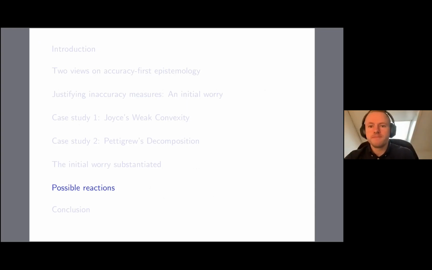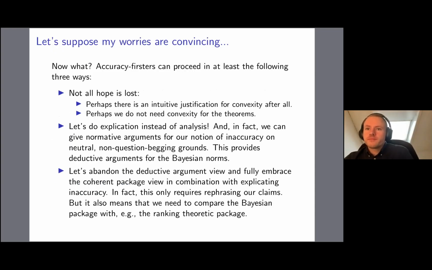What are possible reactions by accuracy firsters? I think accuracy firsters can answer in at least three ways. The most simple and conservative answer is, well, not all hope is lost. Richard, chill out, not everything is decided yet. Maybe there is still a possibility for intuitive justification for convexity, or maybe we don't even need convexity for the theorems. Perhaps it's not necessary to appeal to convexity. I don't think this is very likely to be successful.